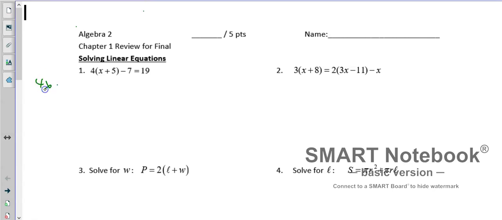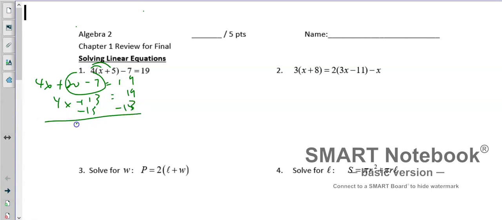So it's going to be 4x plus 20, distributing to both of these, minus 7 equals 19. Combine like terms here, we get 4x plus 13 equals 19. And subtract 13 from both sides. That's going to give me 4x equals 6. Divide by 4. And we really have our answer there, except we always want to reduce. So that's going to be 3 halves.